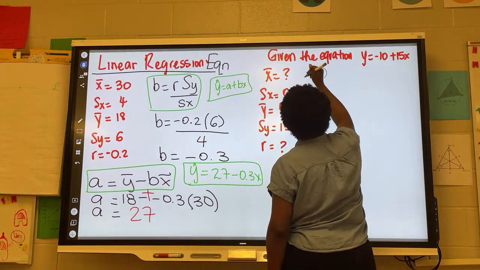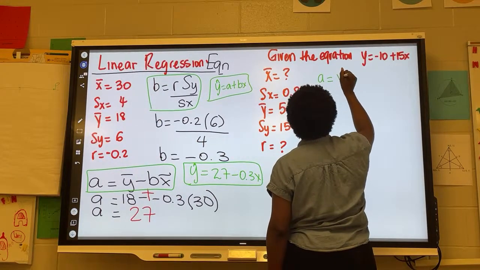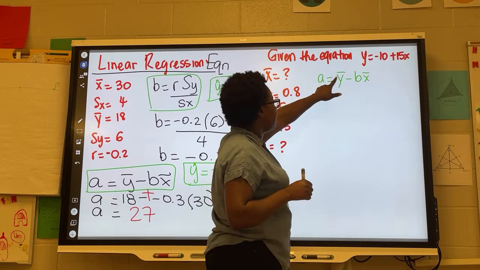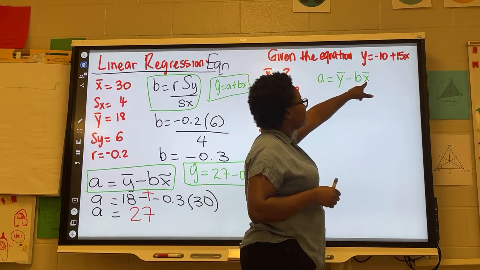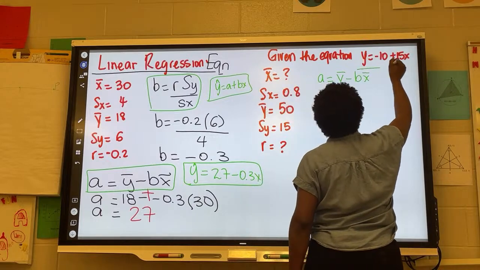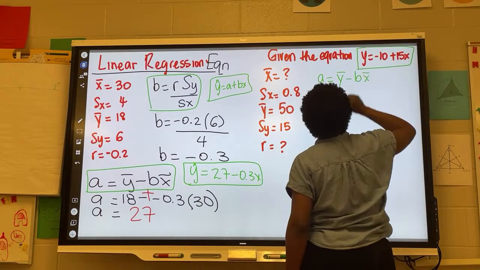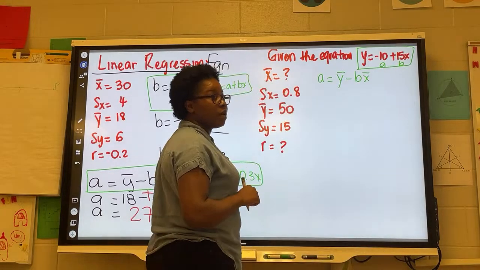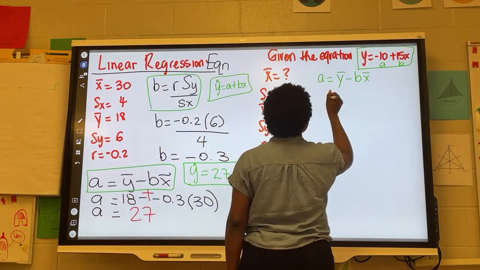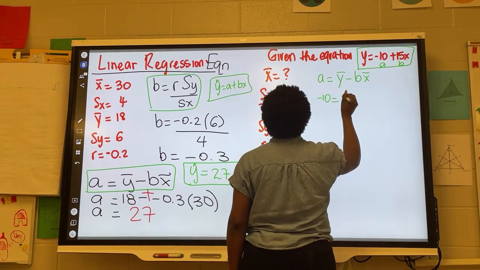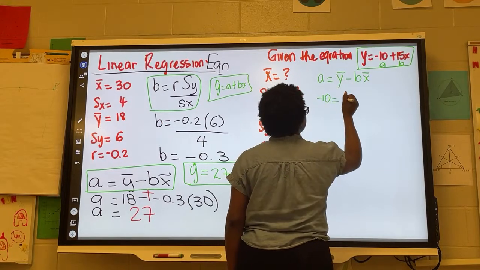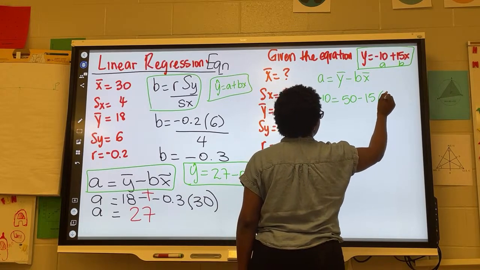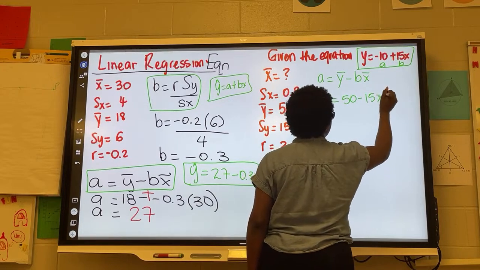So x bar, so A is equal to y bar minus b of x bar. We need to know what is a, what is b, and what is x bar. But from the equation given up here, I can tell you that this is a, and I know that this is b, because they gave it to us already. Alright, so let's put in what we know. Negative 10 is equal to, y bar is 50, minus b, which is 15, x bar, which we don't know. So we can just rewrite it like that.